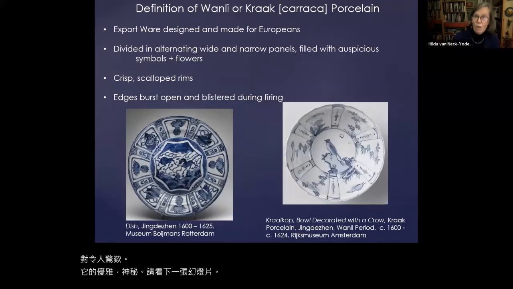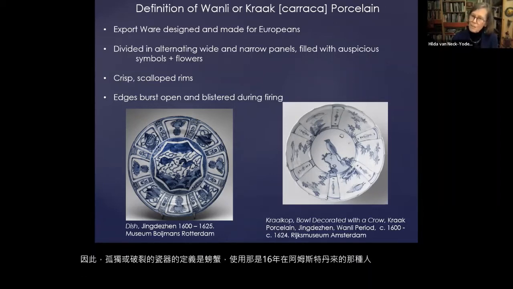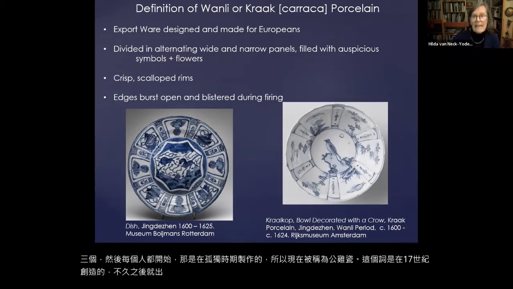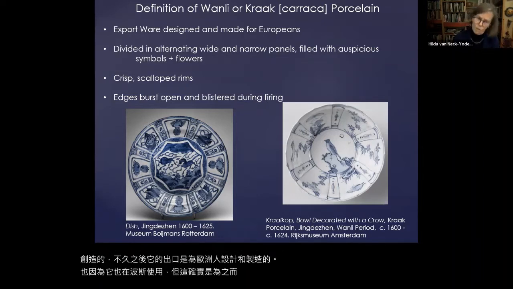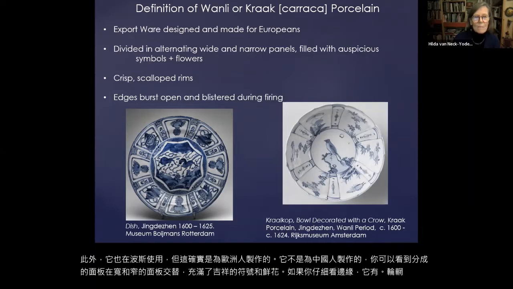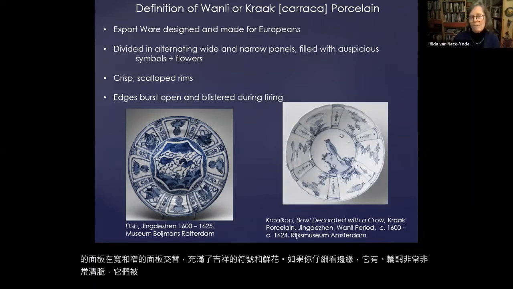So the definition of wanli or kraak porcelain, kraak being the Dutch use of carrack, is the kind of porcelain that came to Amsterdam in 1603, and that everybody looked at and was startled by. It was made in the period of Wanli, and so that is now called kraak porcelain. The term was coined a little later, in the 17th century. It's export ware that was designed and made for Europeans. It was also used in Persia, but this is really made for Europeans. It's not made for Chinese. You can see the divided panels in alternating wide and narrow panels filled with auspicious symbols and flowers. If you look carefully, the rims are very crisp, and they burst open a little bit during firing, which made it even more interesting. It was just a puzzle. And you see the little bird in the cup on the right. Next slide, please.